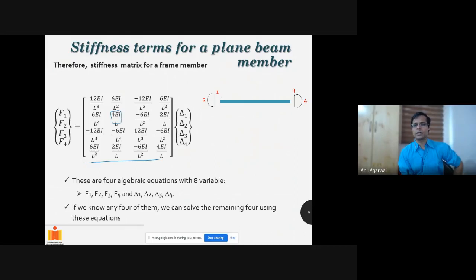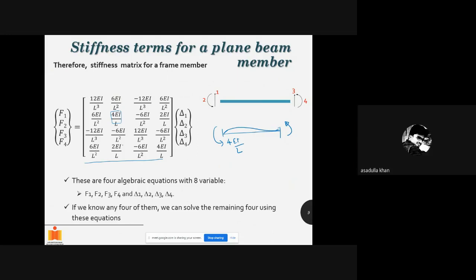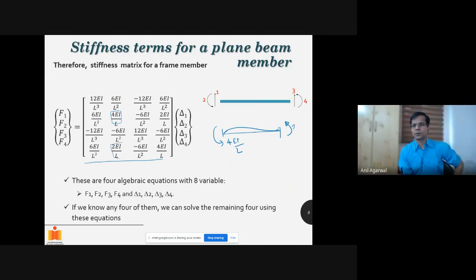Right? So if you rotate this joint in this beam by a unit, how much moment did you have to apply? You have to apply 4EI by L moment here. And how much moment did you have to apply here? This moment was also in anti-clockwise direction. How much was it? 2EI by L. Yeah. So this is all very regularly used in the moment distribution method.